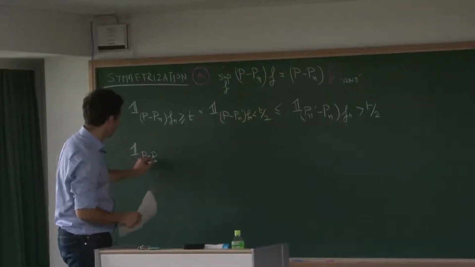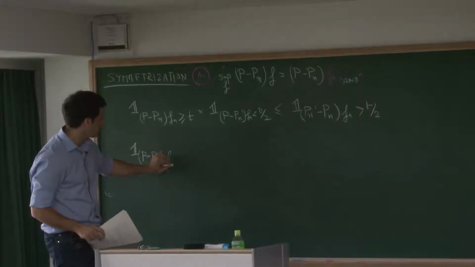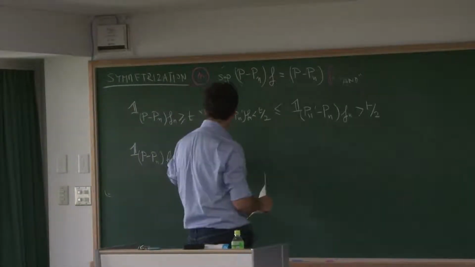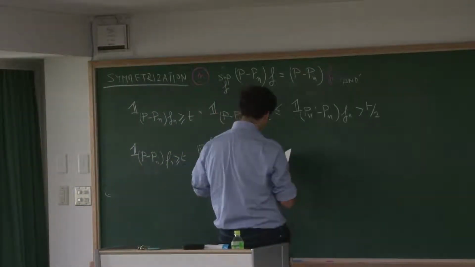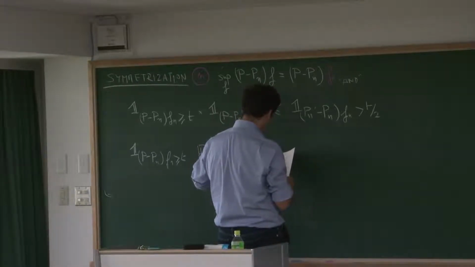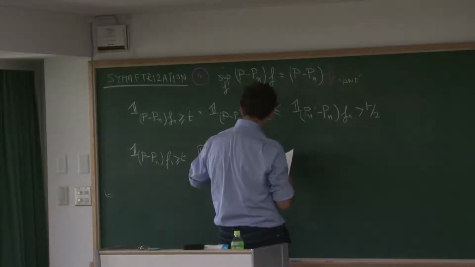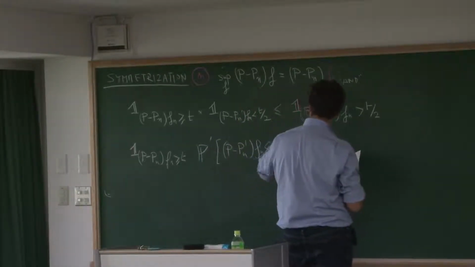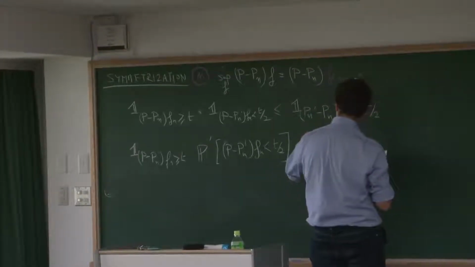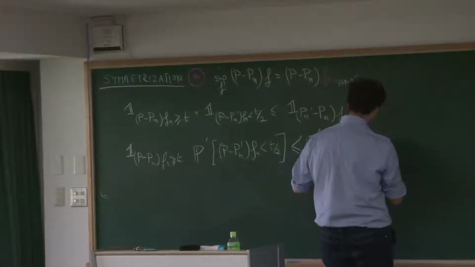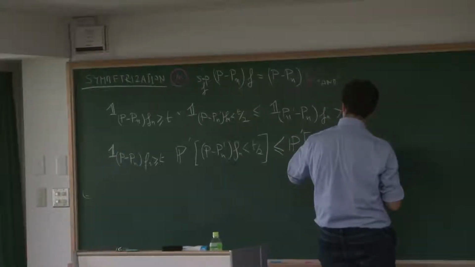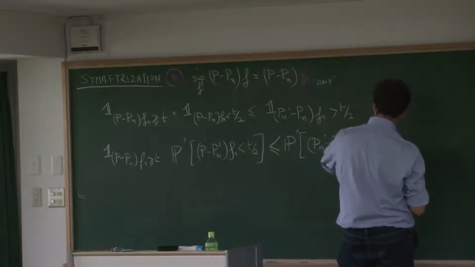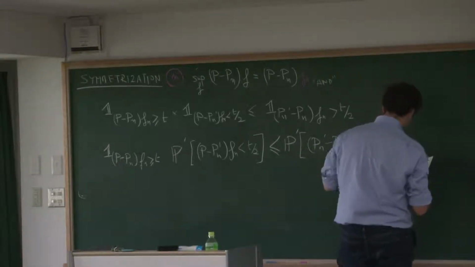It's just 1 of P minus Pn of Fn bigger than T times this, which becomes the probability with respect to the second sample of P minus Pn prime Fn smaller than T divided by 2, itself smaller than the probability with respect again to the second sample of Pn prime minus Pn of Fn bigger than T divided by 2. Okay?